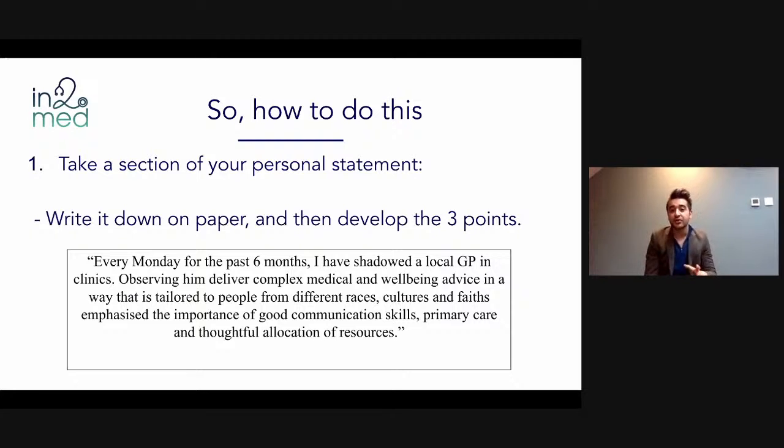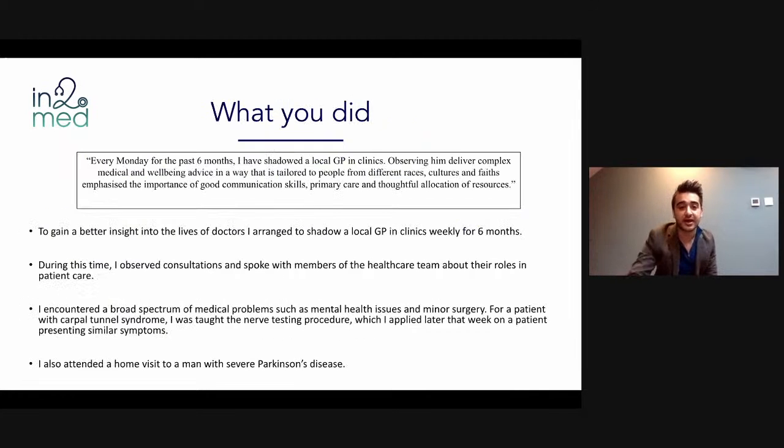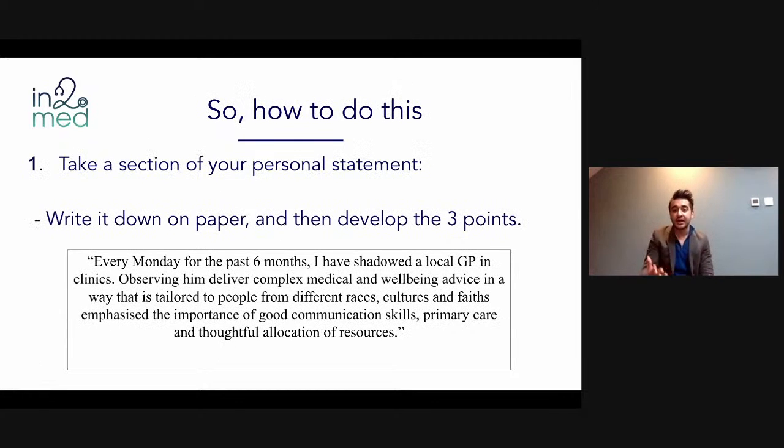So we're going to go through one example of how to do this. So this is a paragraph from someone's personal statement where he's just basically said, every Monday for 6 months, I shadow a local GP. I've seen him develop complex medical and well-being advice, and that showed good communication skills. That's usually all you have time for in your personal statement. So let's suppose you get asked, so tell me, what did you like about this work experience, or what did you learn? Go through those 3 points.